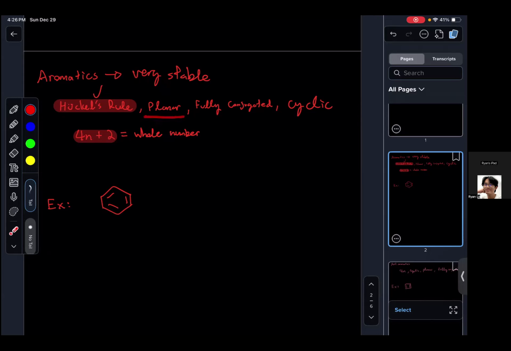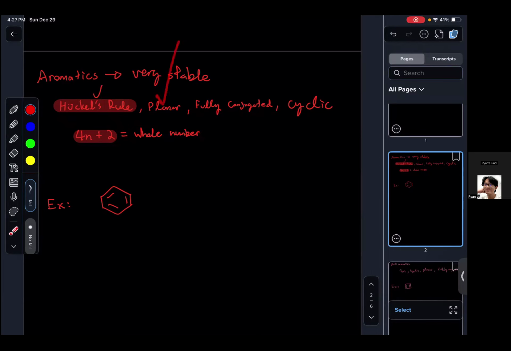You have to be planar, you have to be fully conjugated and cyclic. For Huckel's rule, whatever number of pi electrons you have, you need to set that equal to 4n plus 2. If you solve for n and n equals a whole number, then you are considered to be following Huckel's rule.